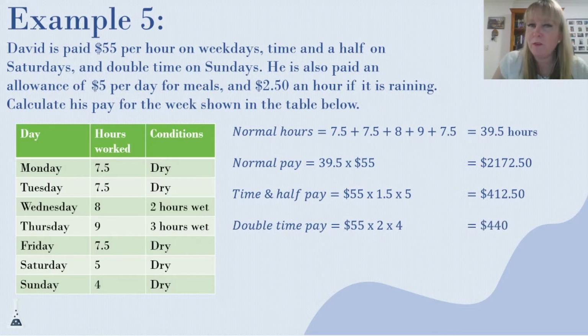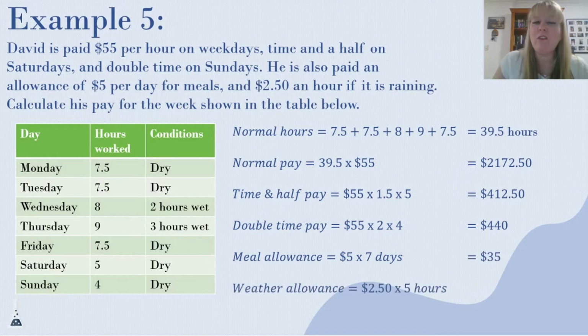We're not quite finished. We've got those allowances now. So first we've got the meal allowance. He worked 7 days and he's paid $5 a day. That's a pretty easy one. You can do that in your head. It's $35. And then we've got his weather allowance.